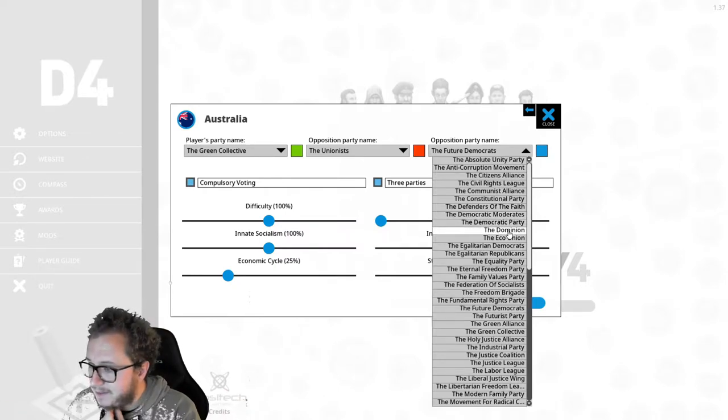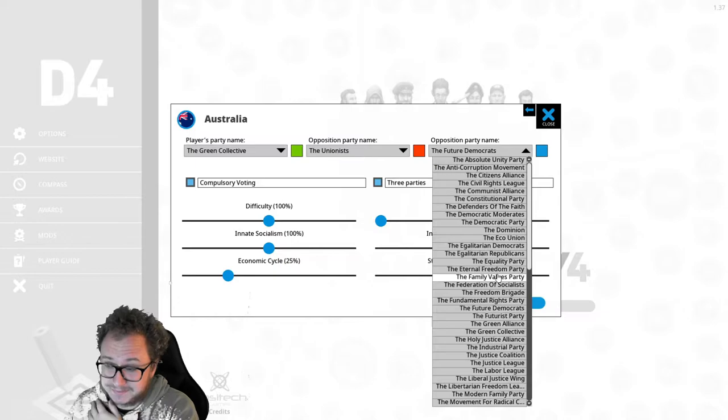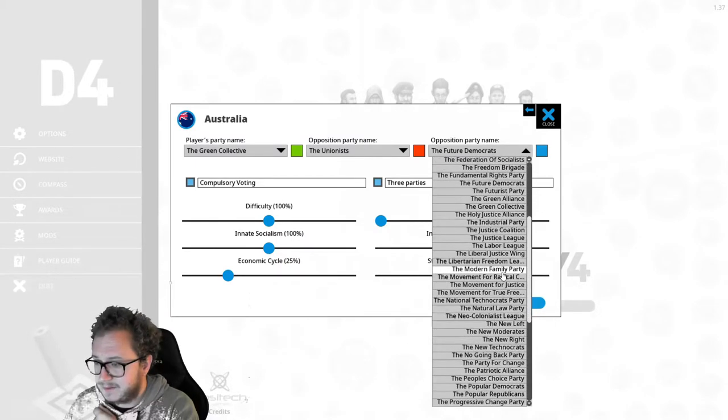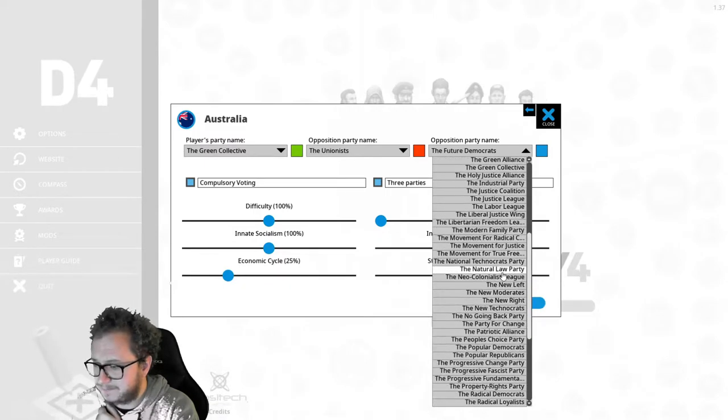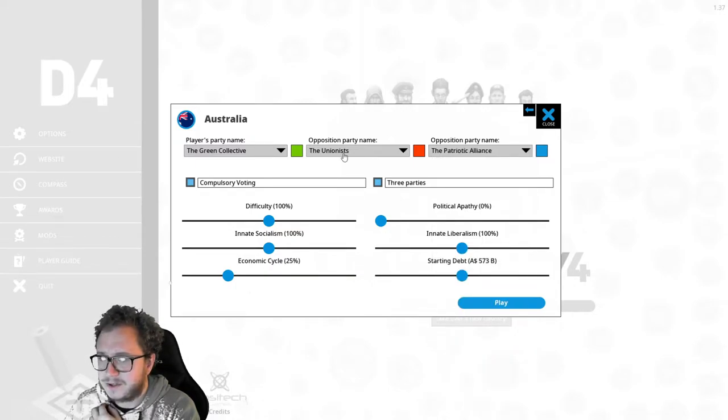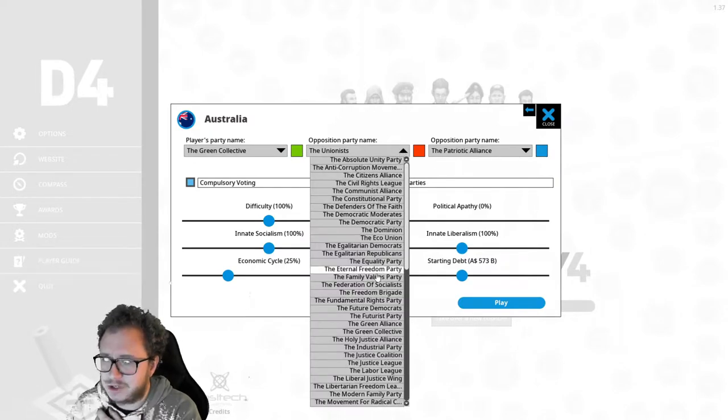So something that says the Family Values Party, I mean, that's kind of, yeah. The Family Values Party is not, the Patriotic Alliance, ooh, the Patriotic Alliance. Actually, that would be a really, really good, yes. So we're going to go with the Patriotic Alliance and then us. We're definitely not going to be the Unionists.